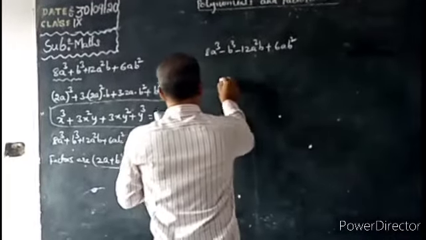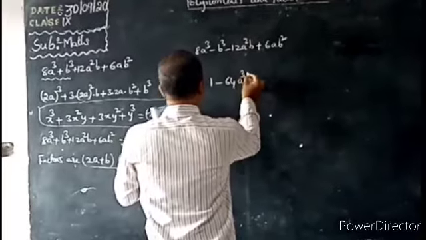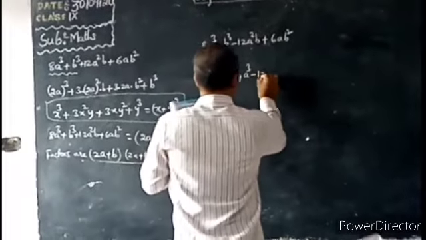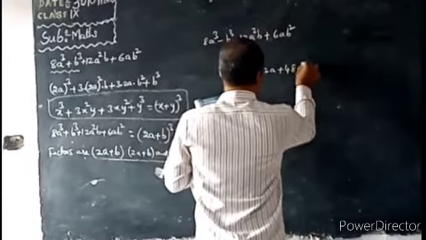Next. One more problem here. 1 minus 64a cube minus 12a plus 48a square.